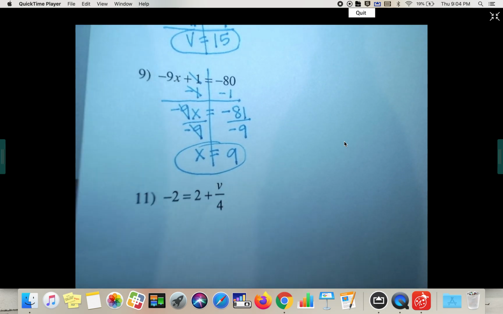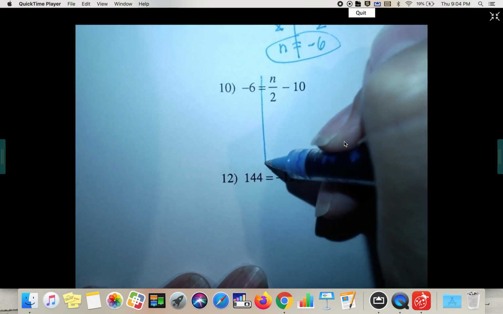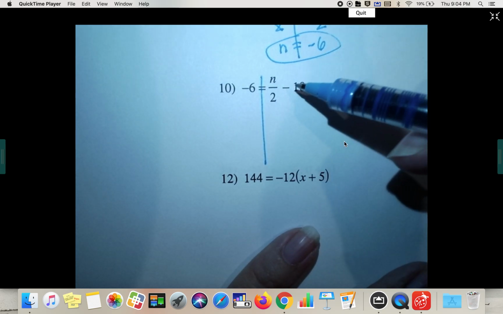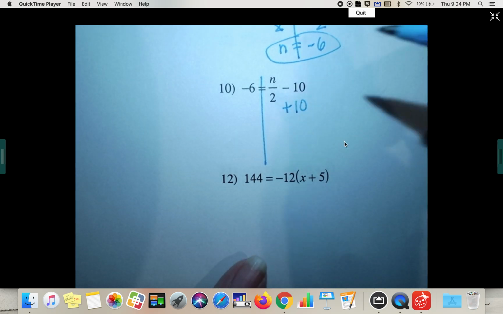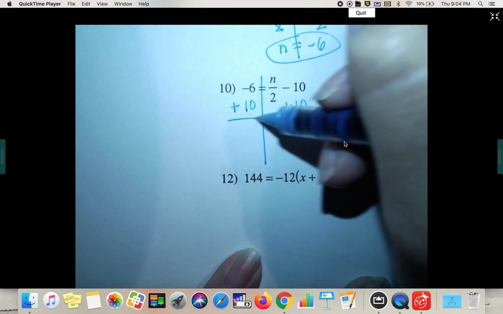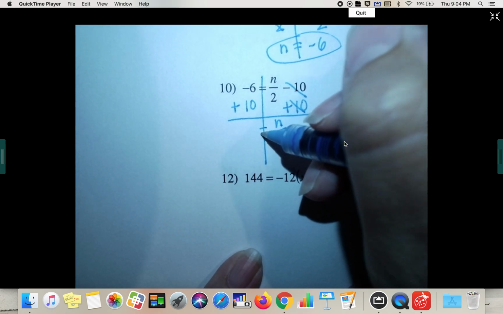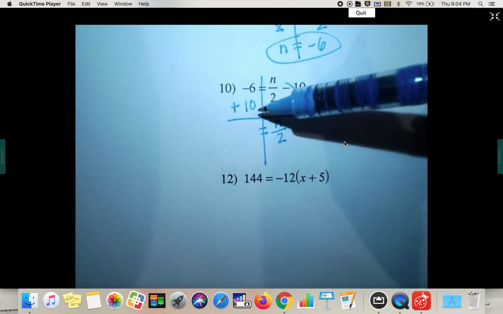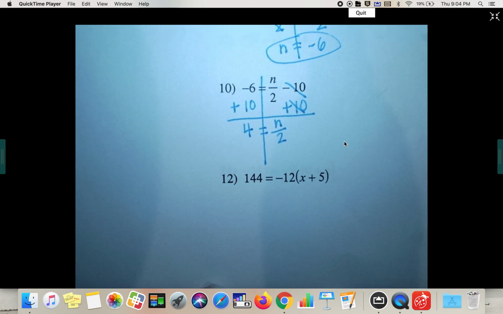Number 10. All right, n divided by 2 is grouped, so let's leave that together. We're going to get rid of the minus 10 first by doing plus 10. All right, bring down n divided by 2. Negative 6 plus 10 is positive 4. If you're not sure, use your calculator.